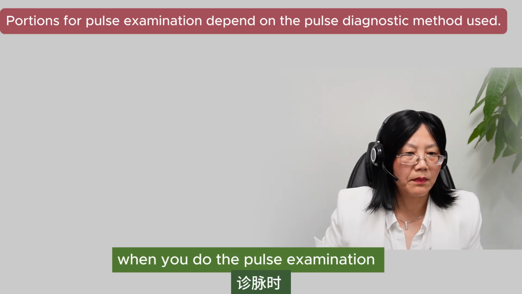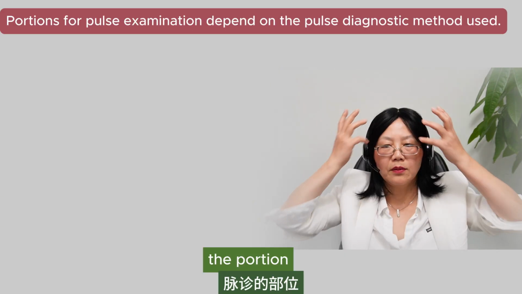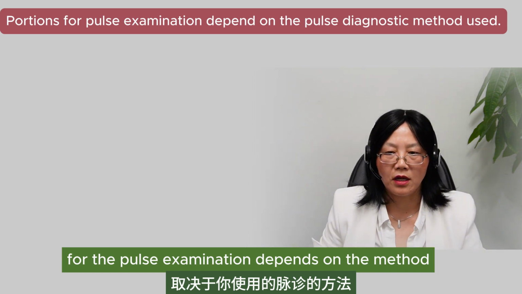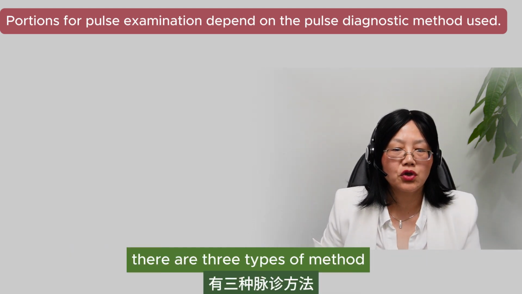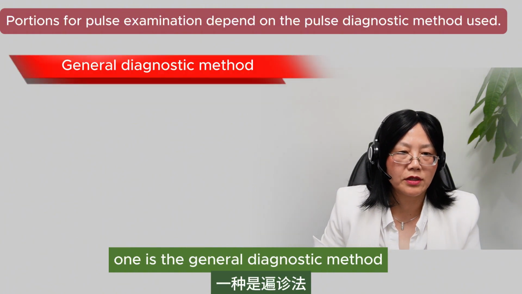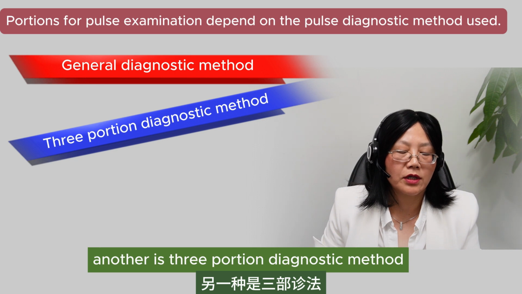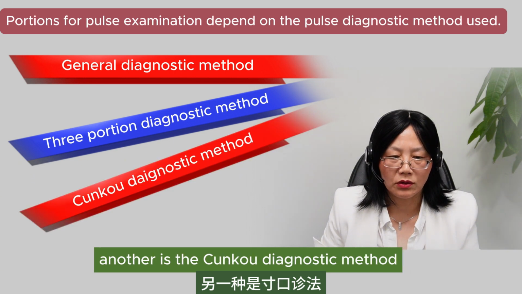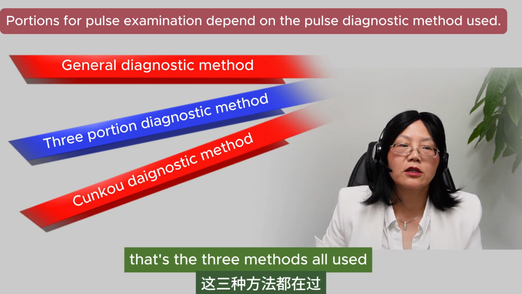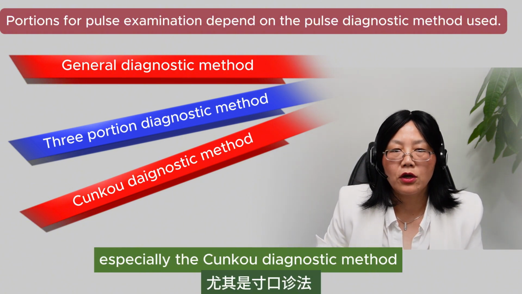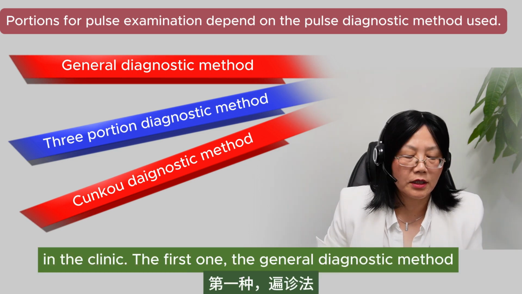When you do the pulse examination, the portion for the pulse examination depends on the method you are using. There are 3 types of method. One is the general diagnostic method, another is the 3-portion diagnostic method, and another is the Cunkou diagnostic method. All 3 methods are used, especially the Cunkou diagnostic method, which is used most often in clinic.